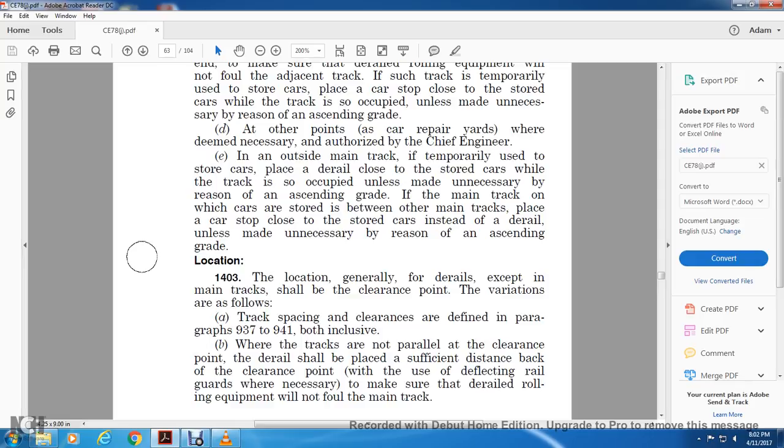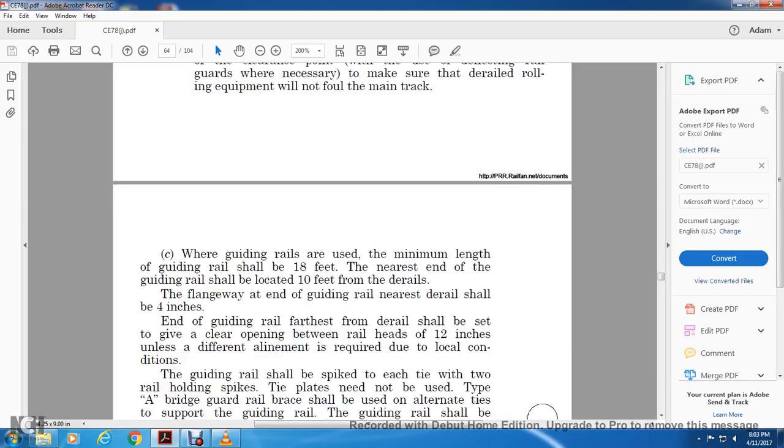Location. The location of derails, except for the main track, shall generally be at the clearance point, with variations as follows. The track spacing clearance is defined in paragraphs 937 to 941, both inclusive. Where the tracks are not parallel to the clearance point, the derail should be placed a sufficient distance back of the clearance point, with the use of deflecting rail guards where necessary, to make sure that the derailed rolling equipment will not foul the main track.